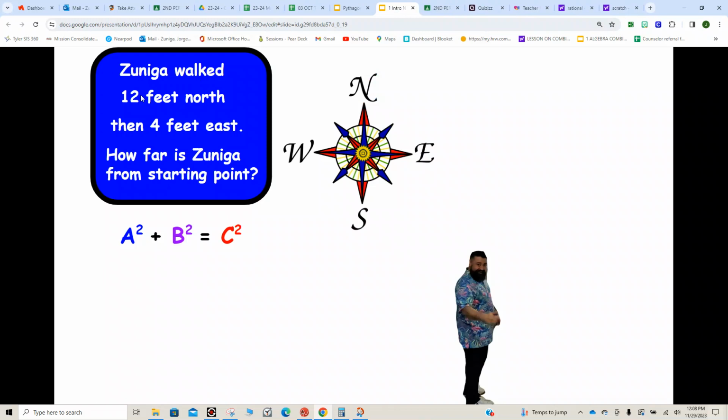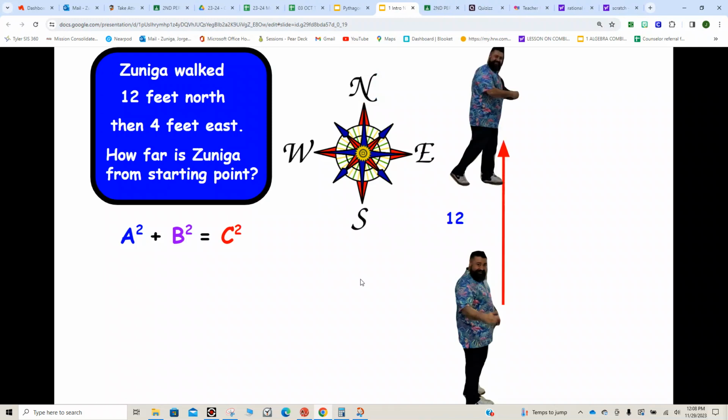There it is. All right, so what do we see in the video? We saw that I walked 12 feet north, and then we went 4 feet east. The question is, how far is Zuniga from the starting point? So I started here and I stopped over here. So it's asking how far is this point from this point? So it's basically asking us to find the hypotenuse, right? Another word for hypotenuse is diagonal.